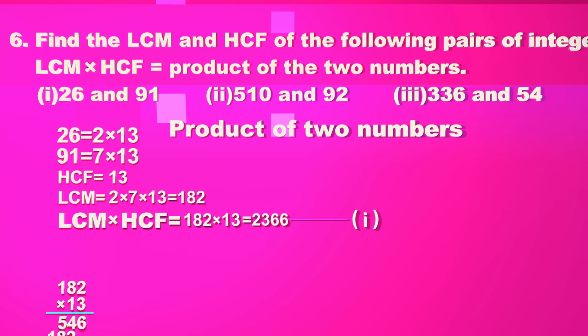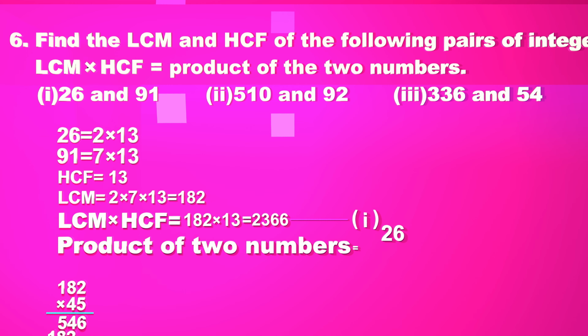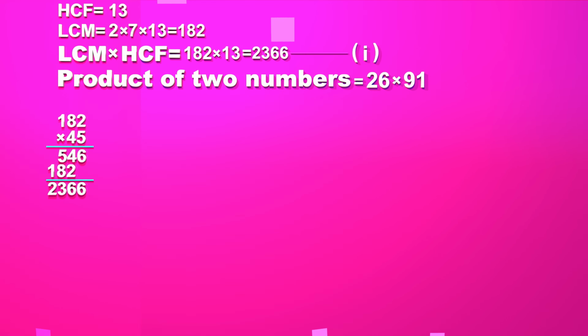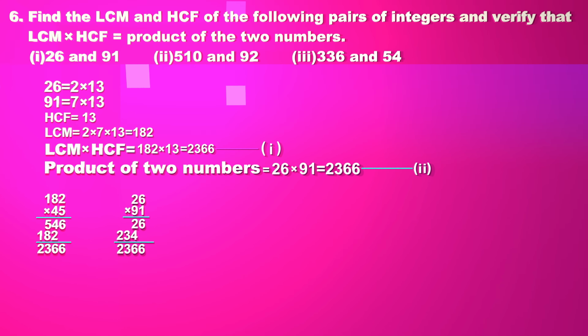Now let's find the product of these 2 numbers. We have 2 numbers 26 and 91. We will get 2366 by multiplying them. Let's assume it's second equation. Now you can see equation 1 and equation 2 are equal. That means the product of HCF and LCM is equal to the product of given 2 numbers. So we verified our question.